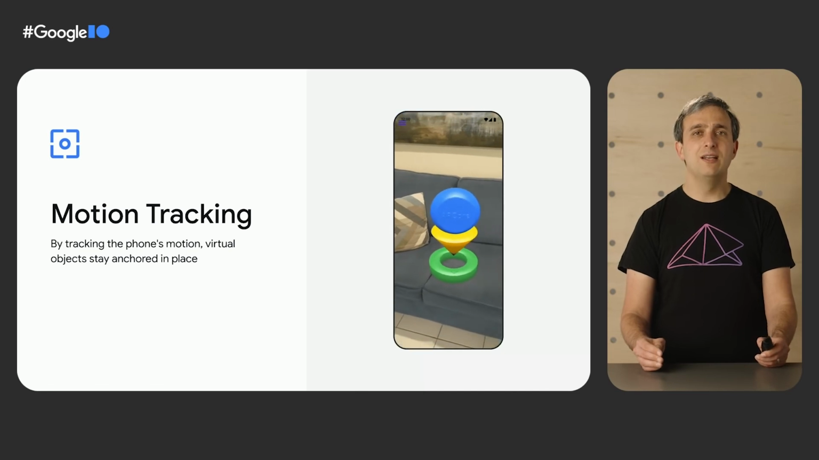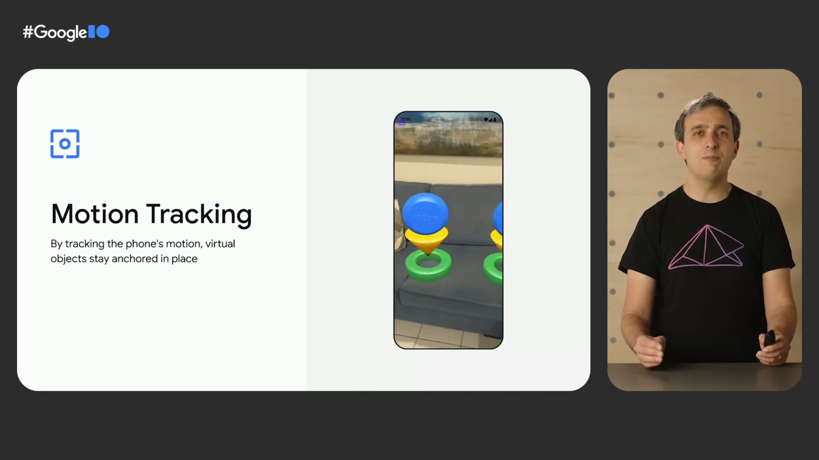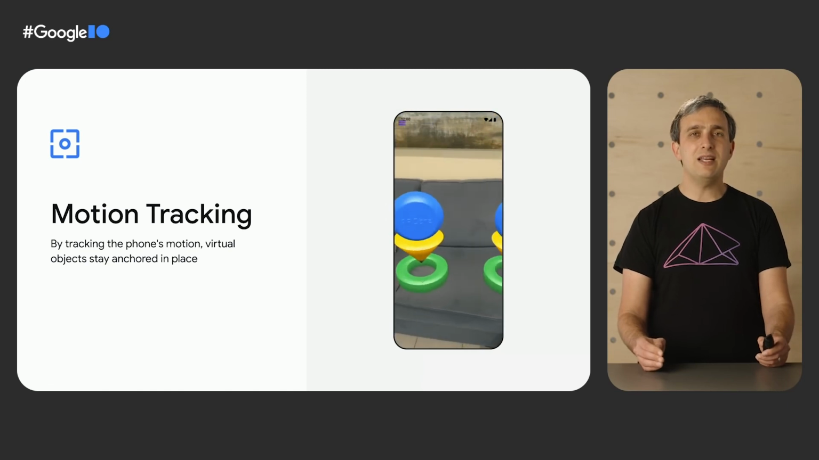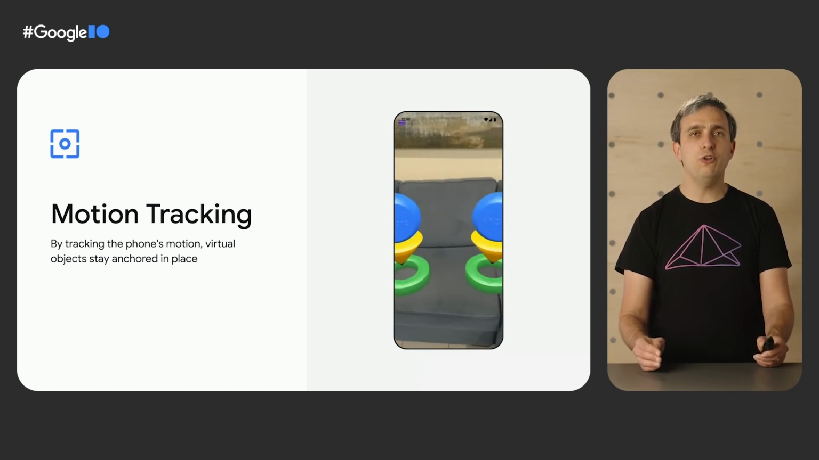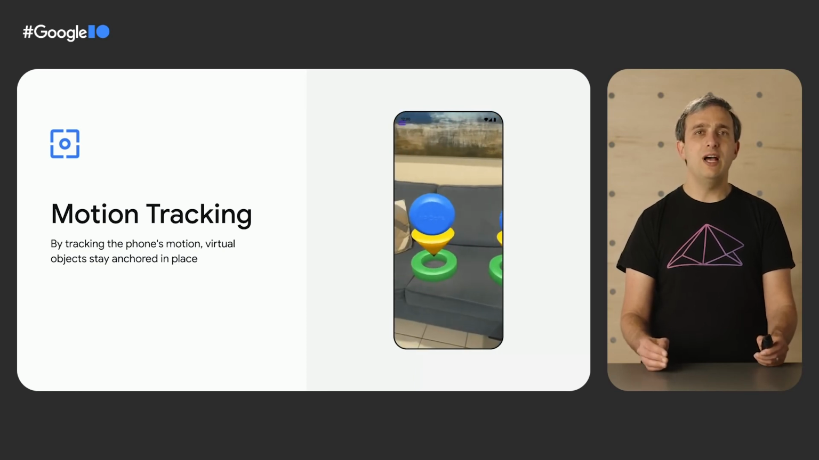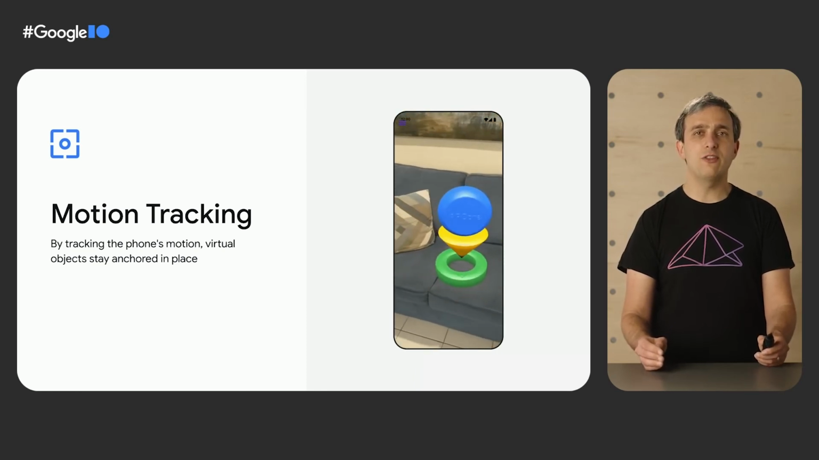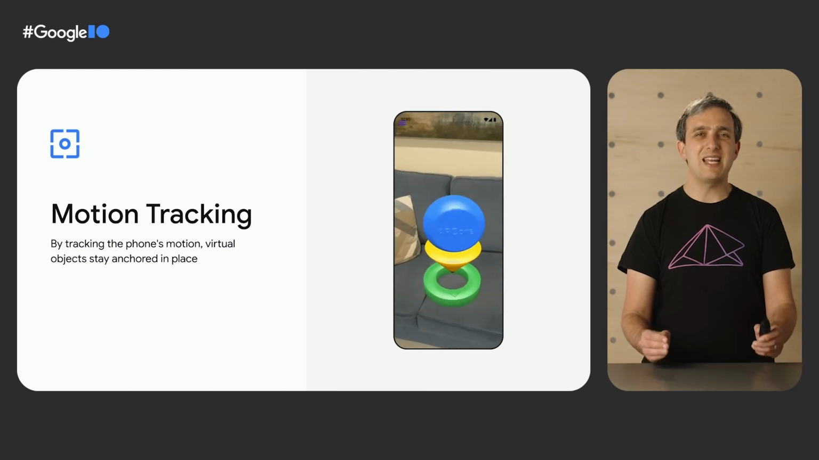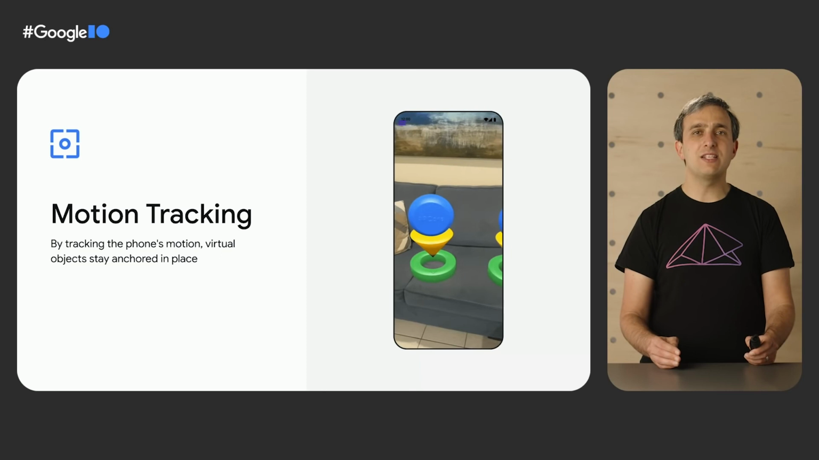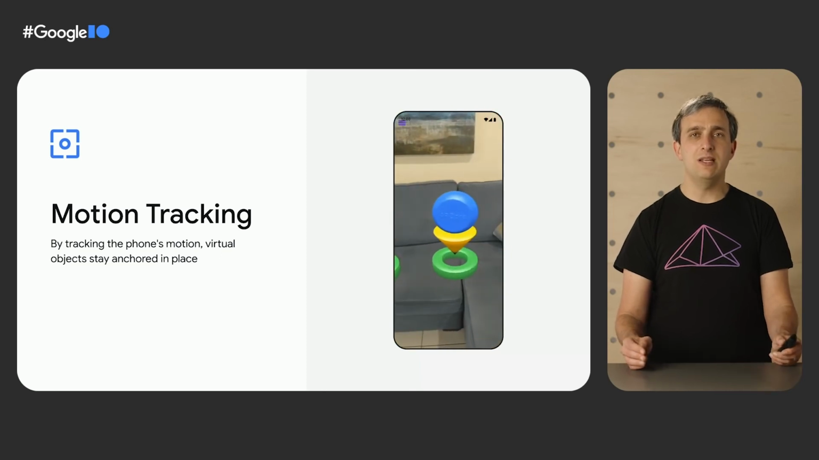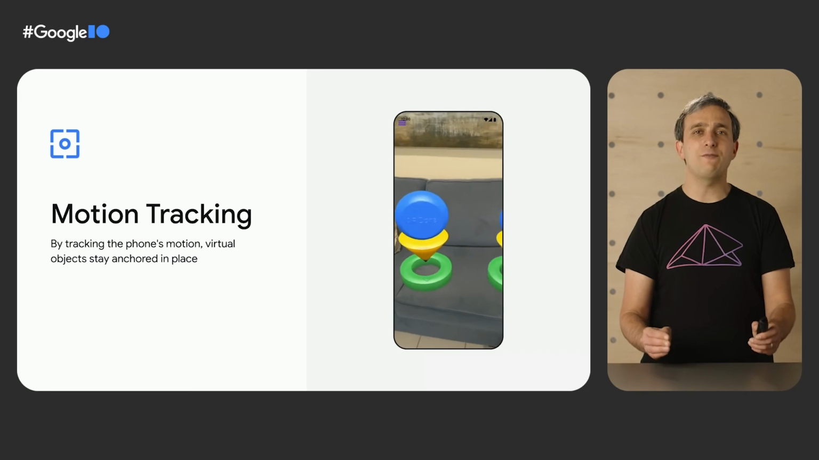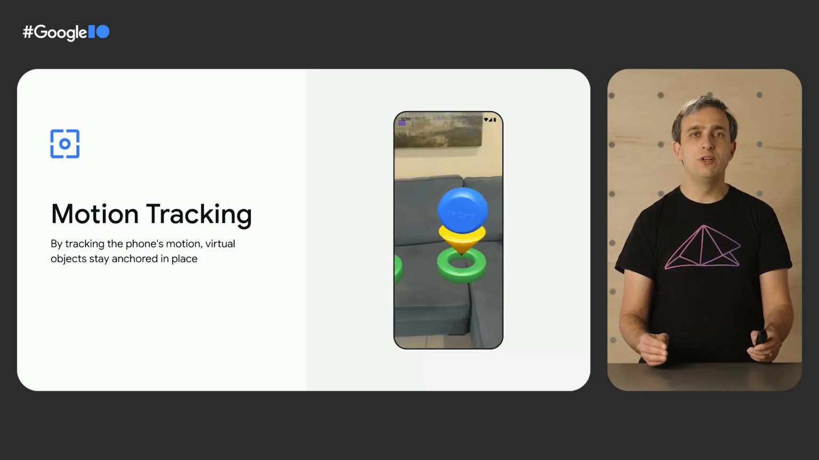Motion tracking is core to enabling immersion in AR experiences. By tracking how the phone moves through the world and where the floor, tables, and walls are, an app can place virtual objects on those surfaces and have them stay anchored in place. The virtual objects need to always be drawn appropriately, even as the phone moves around, so that they feel as if they're actually part of the world.